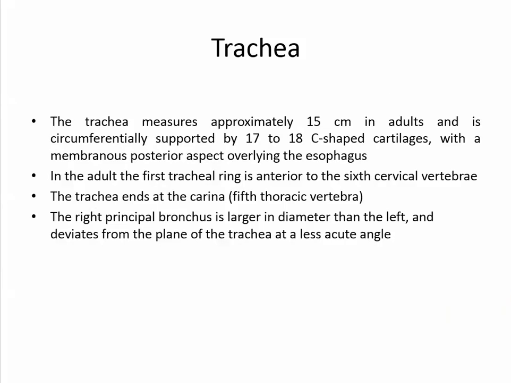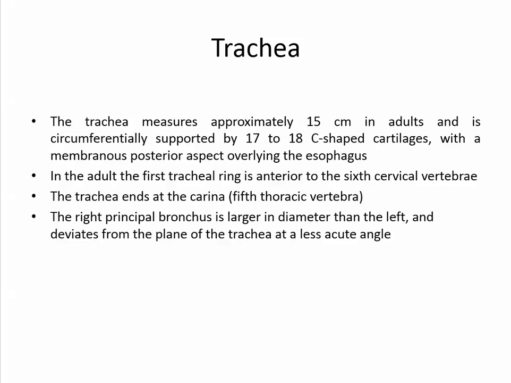The trachea measures approximately 15 cm in adults and is circumferentially supported by 17 to 18 C-shaped cartilages with a membranous posterior aspect overlying the esophagus. In an adult, the first tracheal ring is anterior to the sixth cervical vertebra. The trachea ends at the carina at the level of the fifth thoracic vertebra. The right principal bronchus is larger in diameter than the left and deviates from the plane of the trachea at a less acute angle.